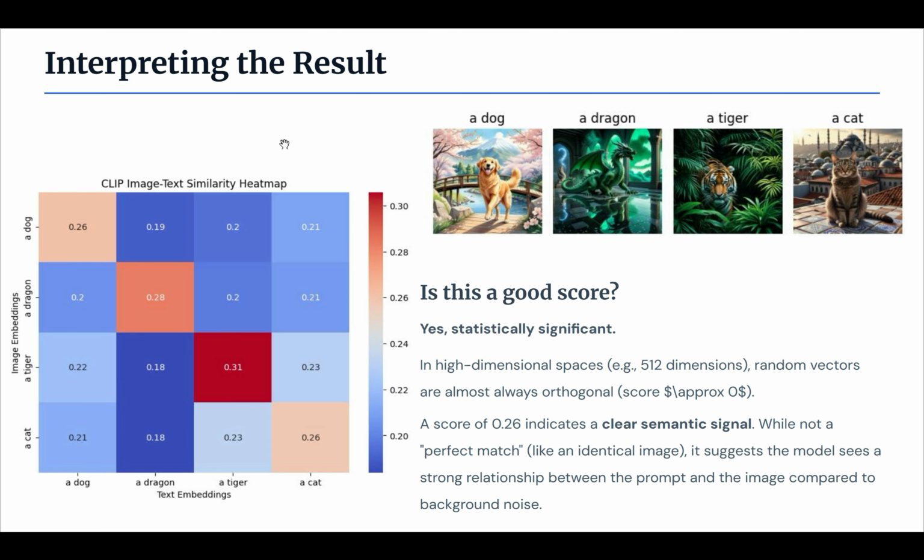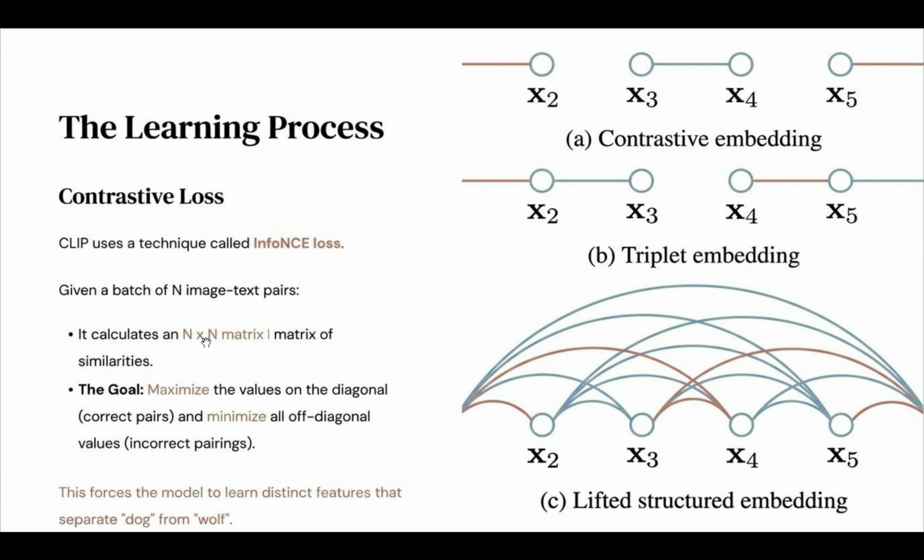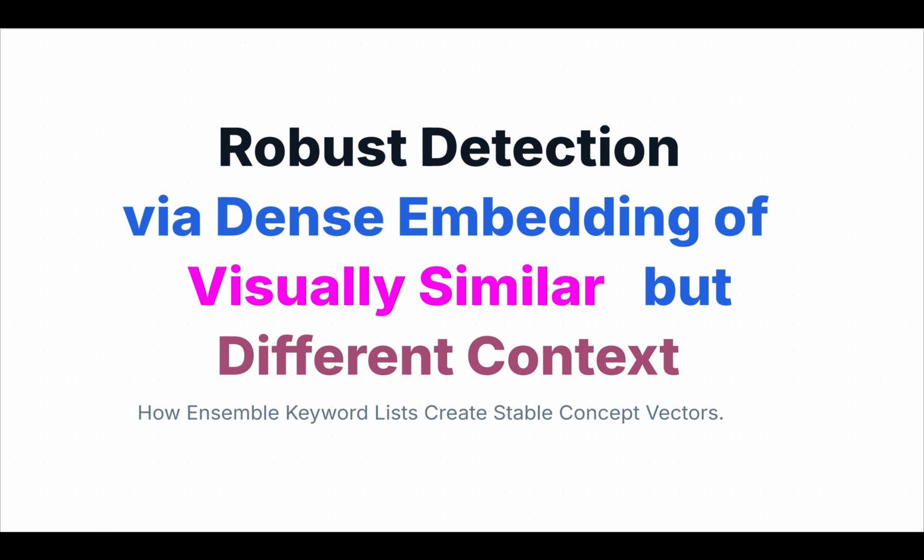So how do the text and image embeddings work in CLIP? Next, this is just a learning process, how the internal mechanism actually works. Now we are explaining a very interesting finding: that we can detect visually similar images in different contexts with CLIP.